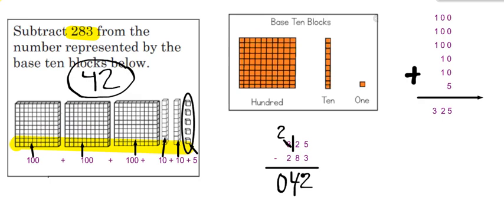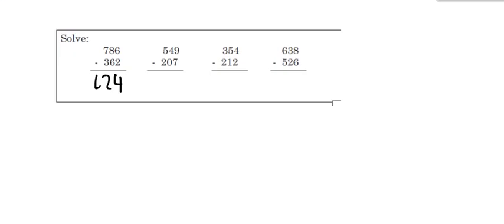Okay, so the answer to that problem was 400. I'm sorry, guys. 424. And I tried to write it right underneath the numbers, but it was kind of difficult because I don't have much space. So again, you always start with the 1. 6 minus 2 is 4. Then with the tens, 8 minus 6 is 2. And 7 minus 3 is 4. So the answer is 424.